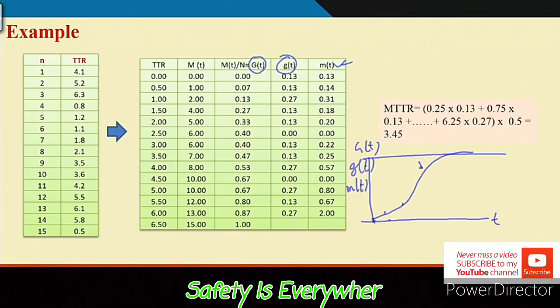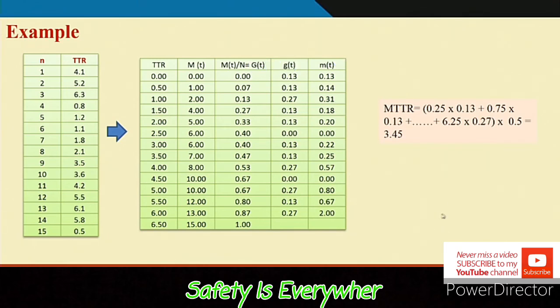Okay. So, you have definitely understood this, and then another issue: how to compute the mean time to repair from this data. How do you compute mean time to failure from this data? In the same manner you compute. What is the formula for MTTR? Integration of t g(t) dt, 0 to infinity.